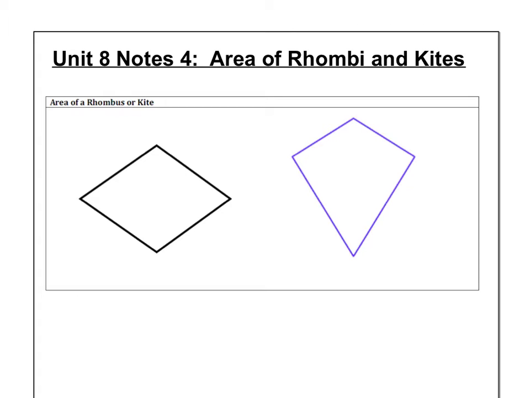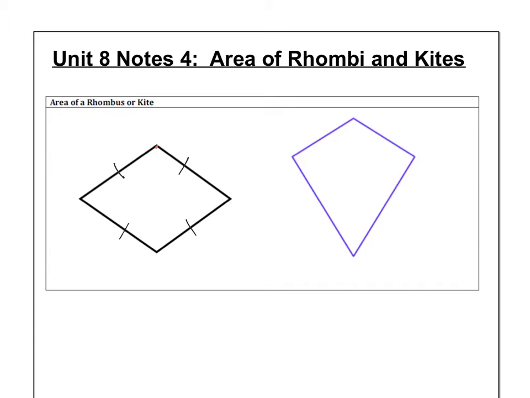Today we're going to cover Unit 8 Notes 4 and we're going to find the areas of rhombi and kites. And so remember what a rhombus is. A rhombus is a quadrilateral with 4 congruent sides. So I'm just going to put a tick mark on each of the sides so that it represents that all 4 sides are congruent.